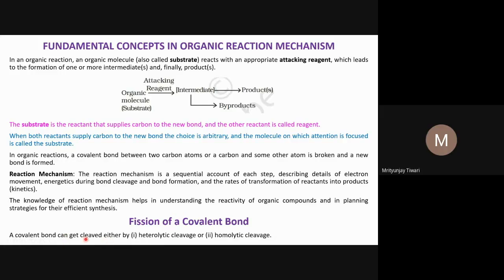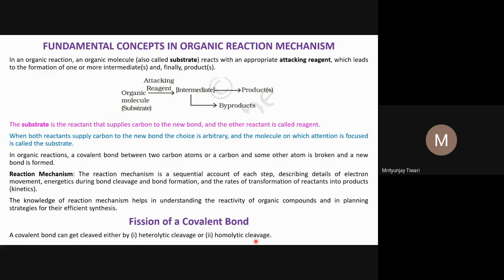So a covalent bond can get cleaved either by heterolytic cleavage or homolytic cleavage. What does it mean? Heterolytic: if the covalent bond is there, there will be two electrons shared between two different atoms. And if this shared pair of electrons goes to only one atom during the cleavage, then we call it heterolytic cleavage. It means the electrons are not equally distributed between the shared pair once this bond is broken.